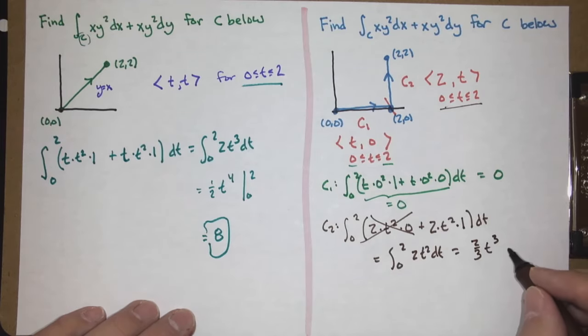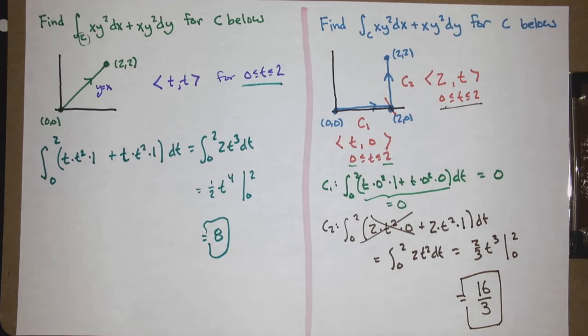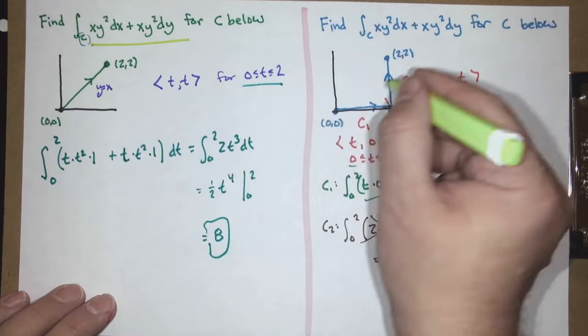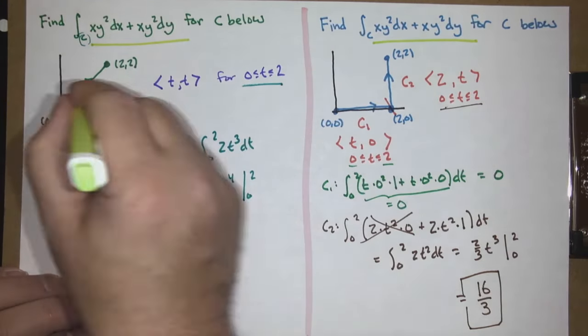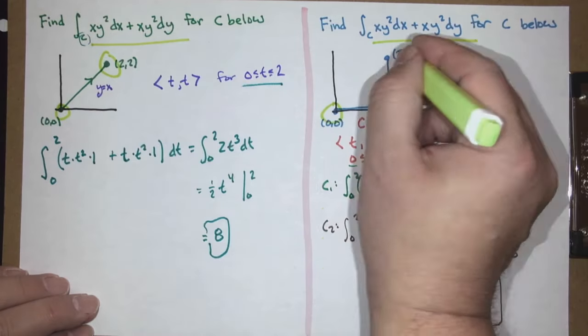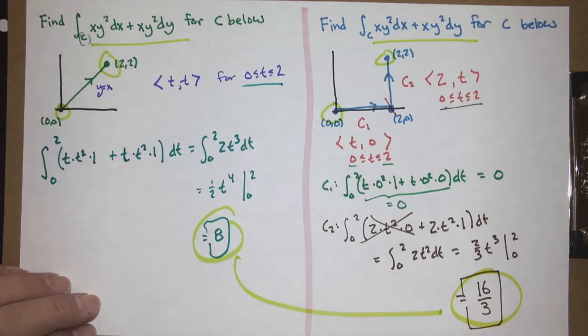2/3 t cubed. Plug in 0 to 2. We get 2/3 times 8, 16 over 3. Now, why did we do this? Well, to practice, but also it's the same thing we're integrating. The curves have the same starts. They have the same ends. But what do you notice about these two numbers? They are not the same.